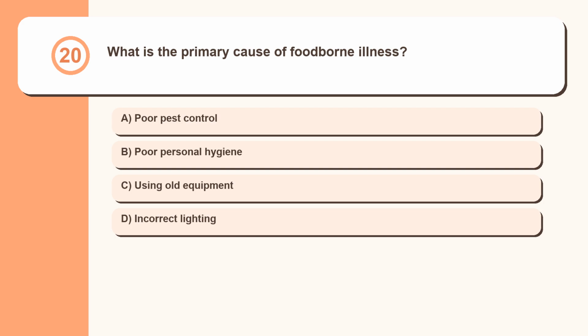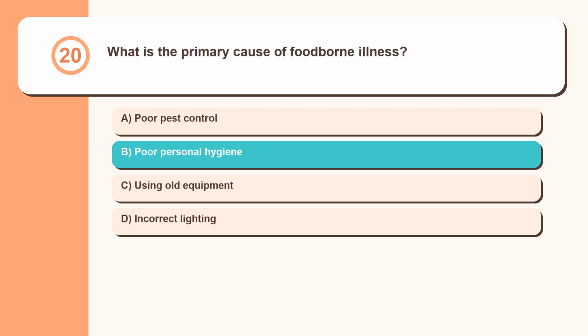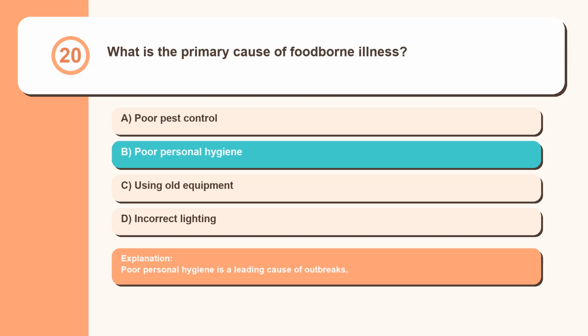Question 20. What is the primary cause of foodborne illness? Poor pest control, poor personal hygiene, using old equipment, or incorrect lighting. Poor personal hygiene is a leading cause of outbreaks.